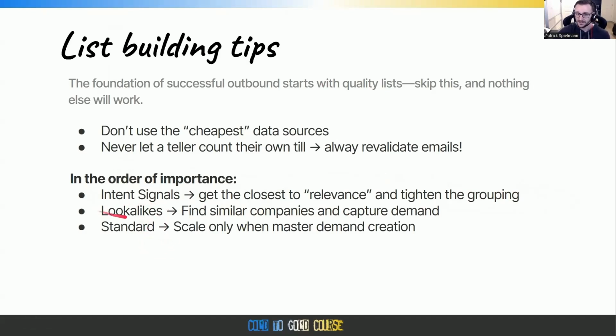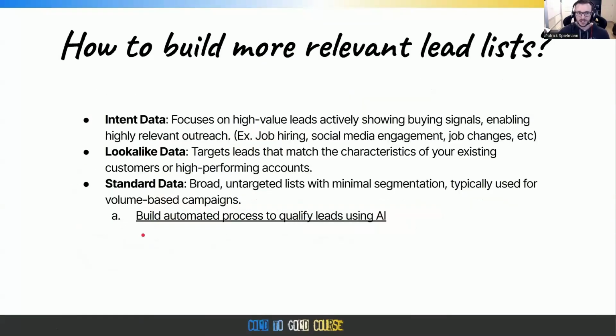Okay. Then you've got your lookalikes. So find similar companies to your customers, which are obviously your best lookalike type companies. But then you can find lookalikes based on your highest intent signals. Okay. And then third, you've got your standard leads. Standard leads are good for scaling, but only when you master demand creation, only when you master deliverability, only when you master copywriting. Scaling up at that point is only after you master these first few buckets. Okay. So there's a couple tips.